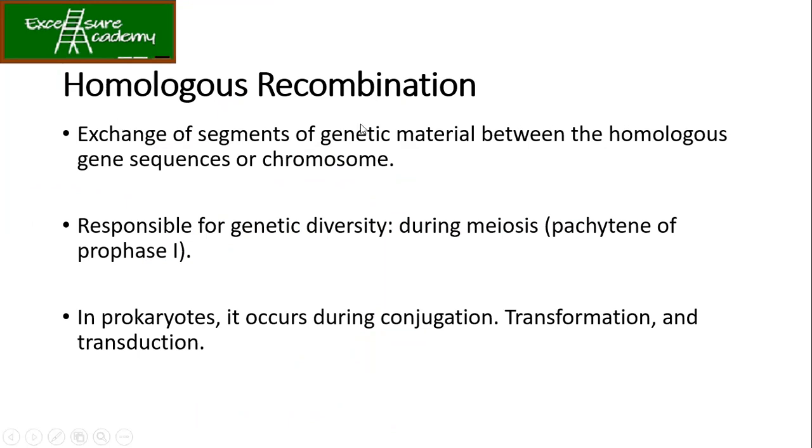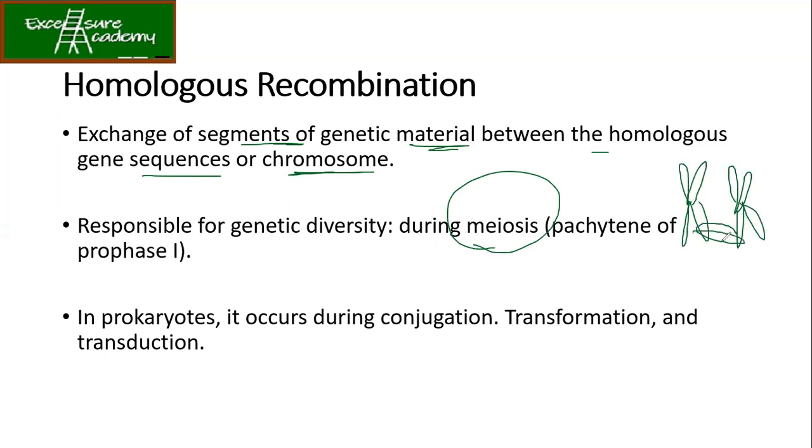So what happens in homologous recombination? It is the exchange of segments of genetic material between the homologous gene sequences of the chromosome. This happens during meiosis. Ye humne padha hai chote mein, right? Between the homologous chromosomes, the sister chromatids, they are going to have recombination over there. We'll study this in detail when we do cell biology, but I am sure that everyone knows about meiosis and that crossing over happens in the pachytene.